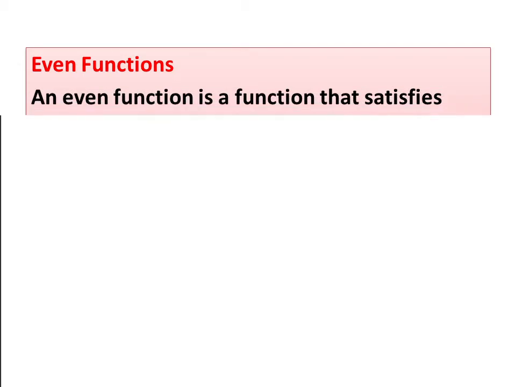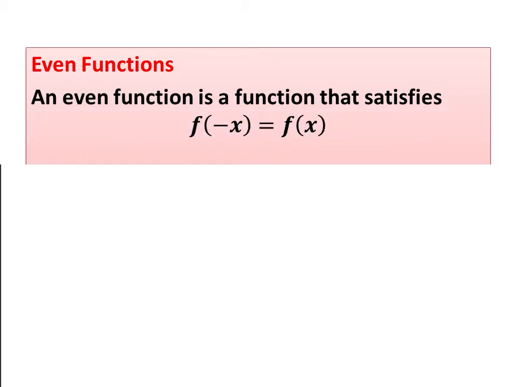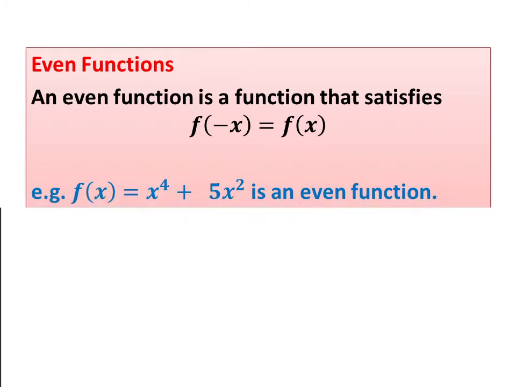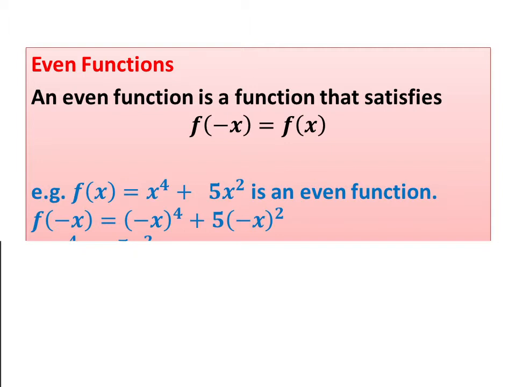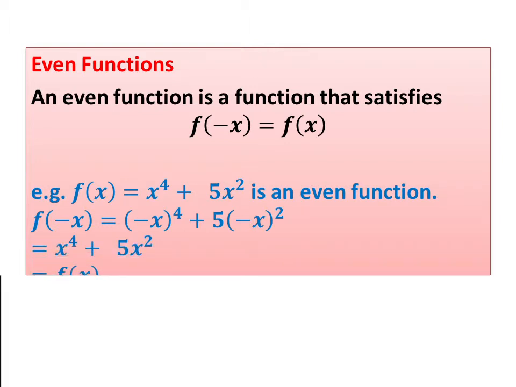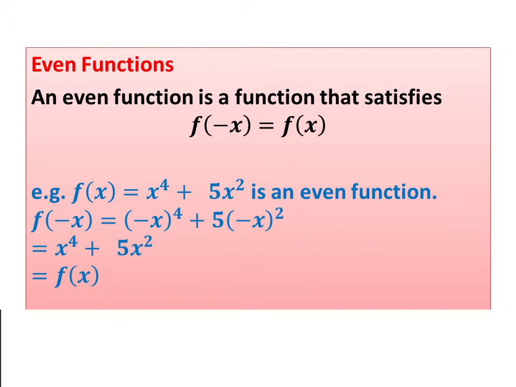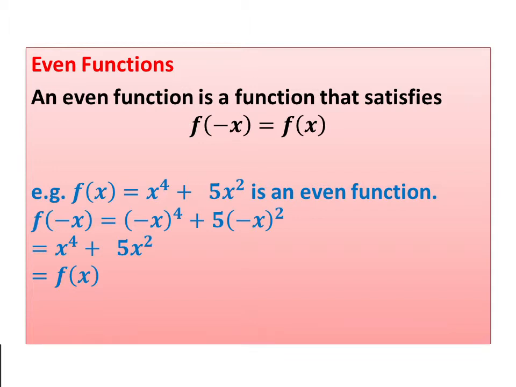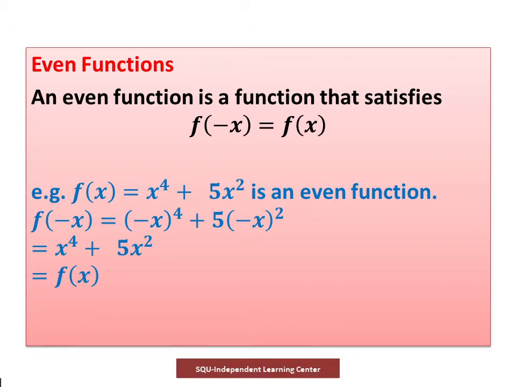For even functions, here we define it. We mean by an even function a function that satisfies f of minus x is equal to f of x. For example, we have f of x is equal to x power 4 plus 5x squared. This is an even function. Simply, if you plug in for each x a minus x, you will arrive at f of x. Let's try. So we see f of minus x is equal to minus x all power 4 plus 5 multiplied by minus x all power 2. Minus x power 4 is simply x power 4. And minus x all squared is simply x squared. So here we have x power 4 plus 5x squared. This is f of x. So we have shown that f of minus x is equal to f of x, meaning that the given function is an even function.